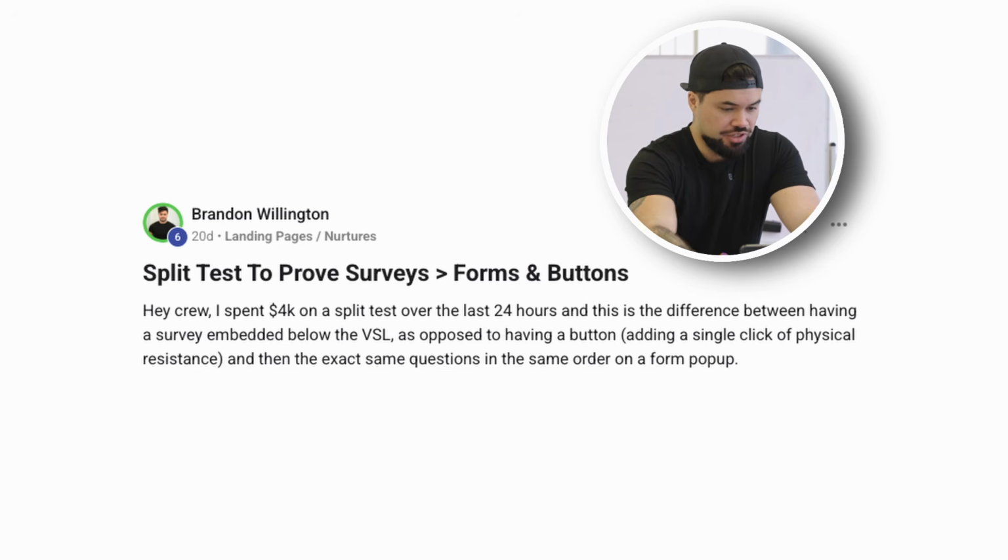I spent $4,000 on a split test over about 2 days just to prove a point, which is surveys beat forms every day of the week. I posted the results in our With You program. I said, hey crew, spent 4K on a split test over the last 24 hours, and this is the difference between having a survey embedded below the VSL as opposed to having a button, adding a single click of physical resistance and the exact same questions in the same order on a form pop-up.